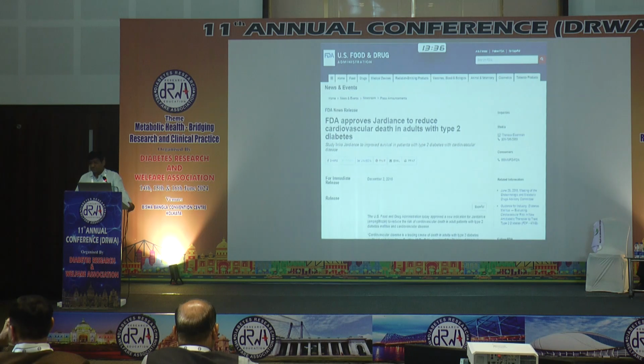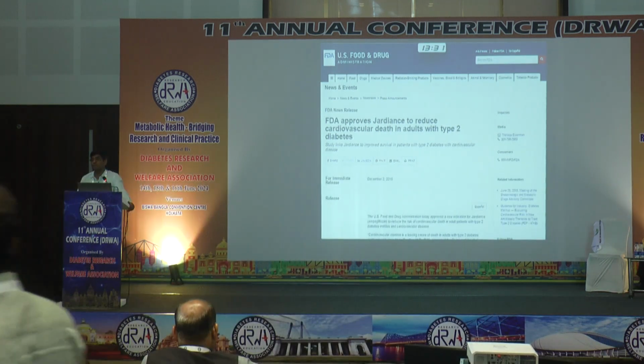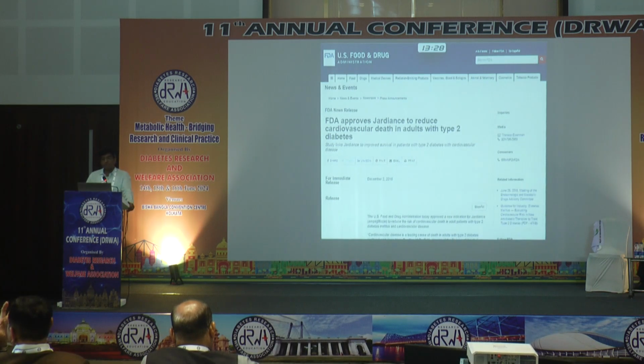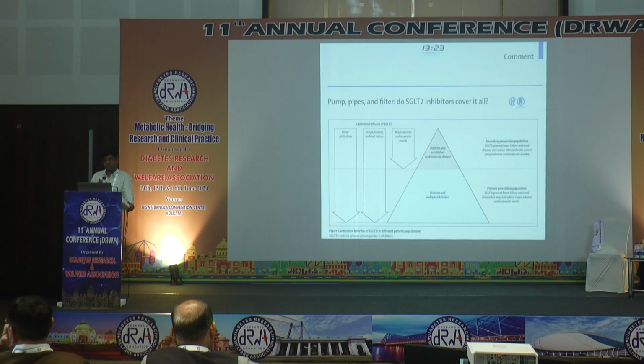The US FDA jumped in and approved the drug, saying that if you want to reduce cardiovascular death in type 2 diabetes with atherosclerosis, start using SGLT2 inhibitors. And there was an editorial, a commentary, that came out when the DECLARE trial was published, because you remember DECLARE could not show the benefit on 3-point MACE. And this is Subodh Verma's article, which talked about the drug that works on the pump, that is heart failure, the pipes, that is atherosclerosis, and the filter, that is the kidneys.